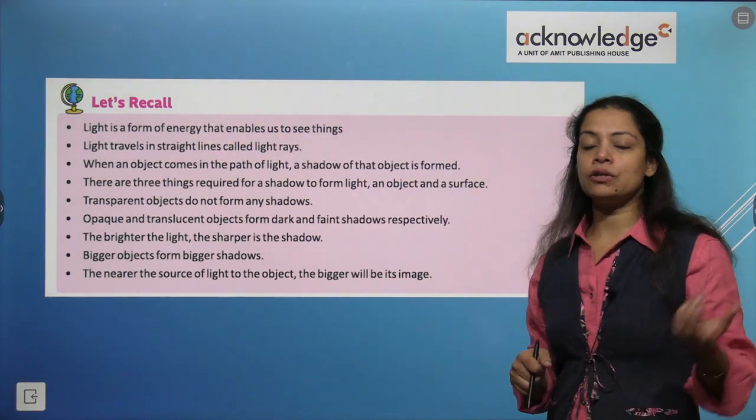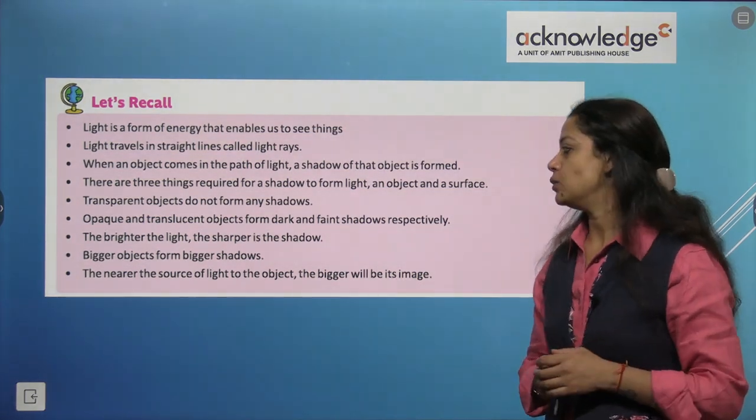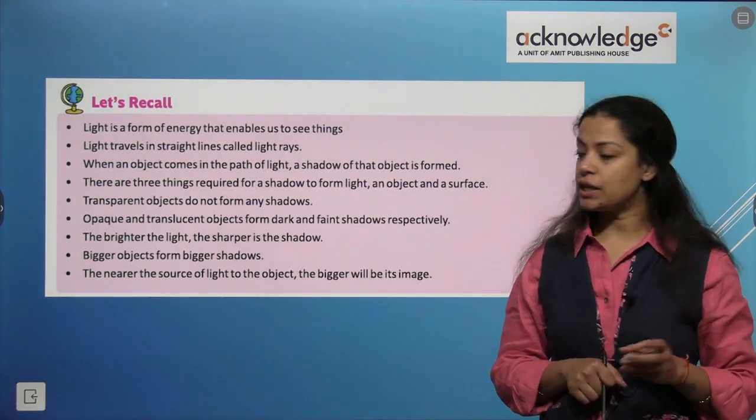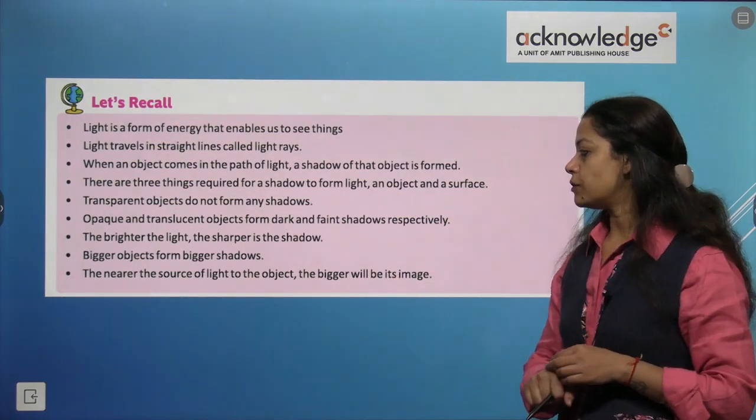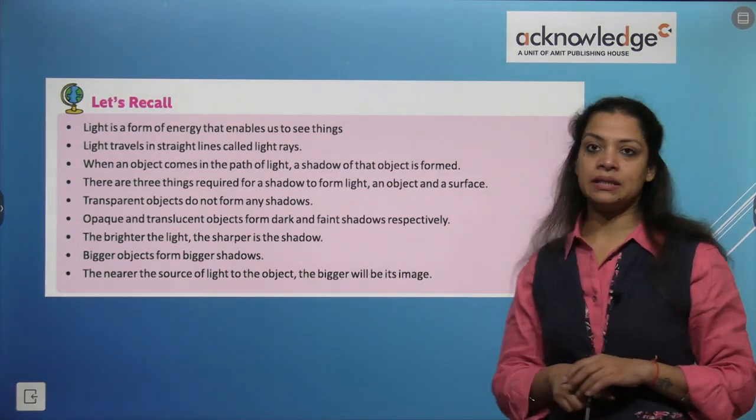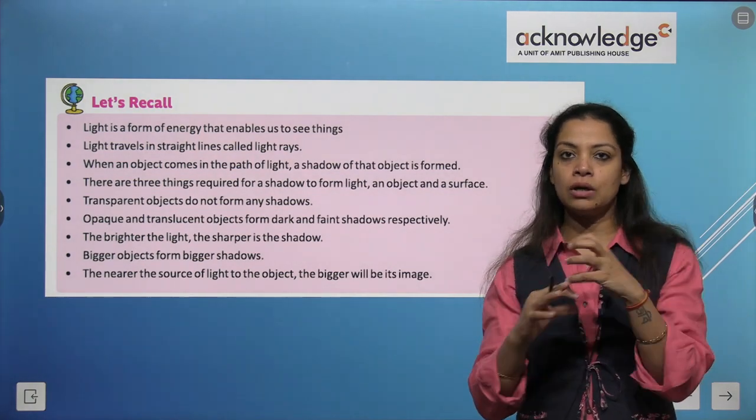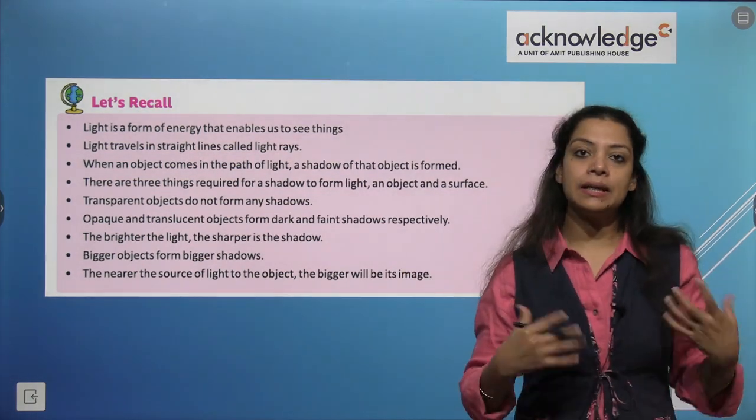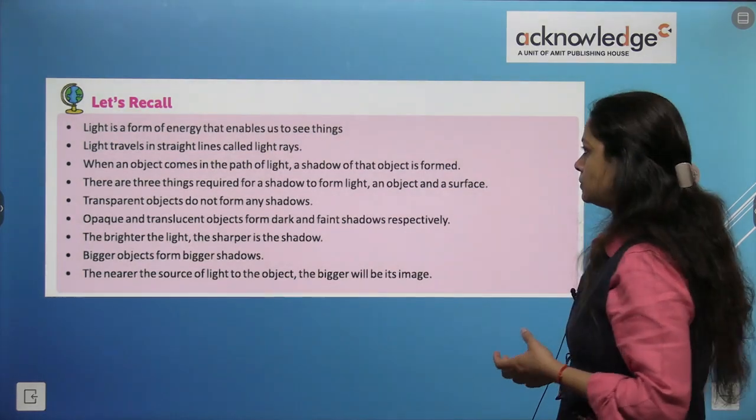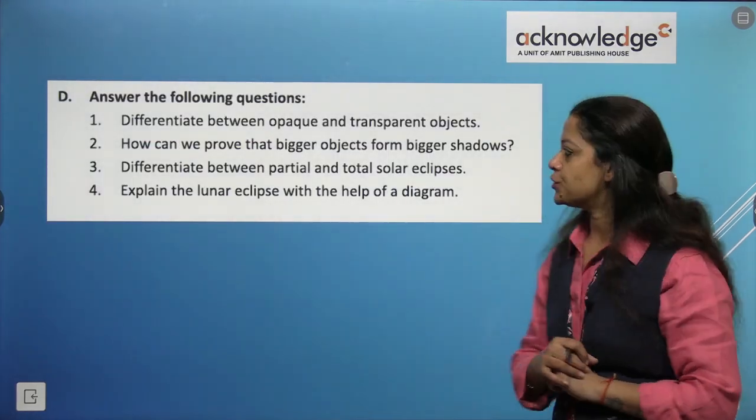जितनी ज़्यादा light होगी उतनी shadow sharp होगी, defined होगी. Bigger objects form bigger shadows. The nearer the source of light to the object, the bigger will be its image. और जितना ज़्यादा source of light object के पास होगा उतनी ज़्यादा bigger होगी image. Correct? Now let's try to answer some questions.